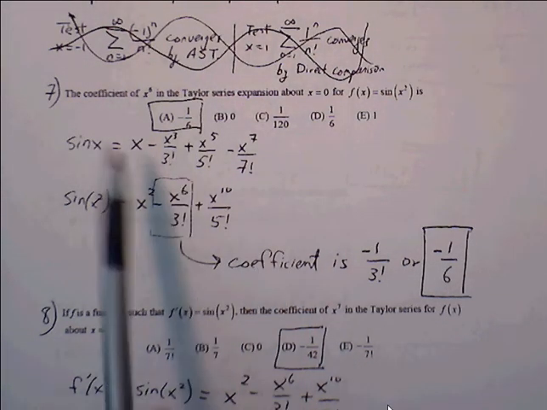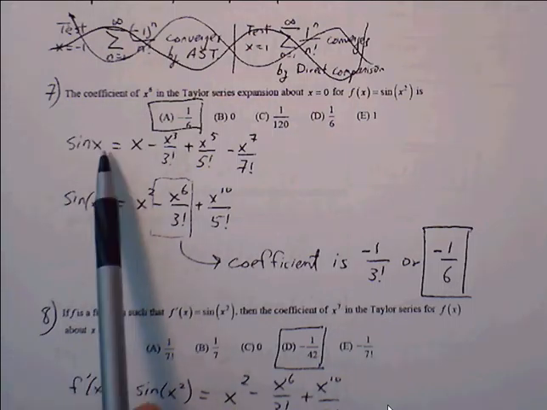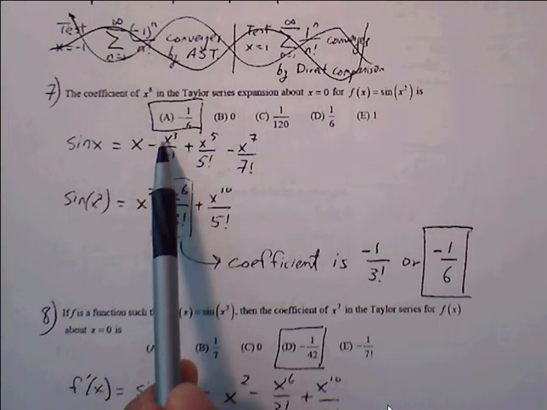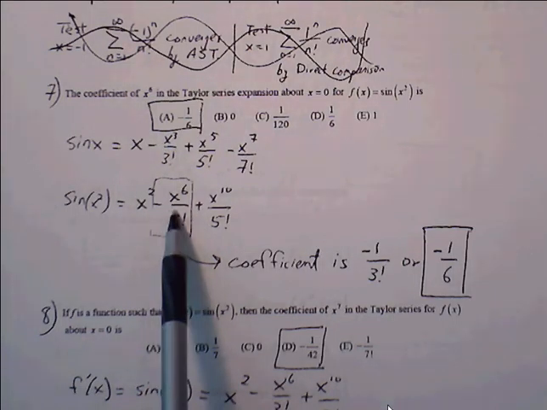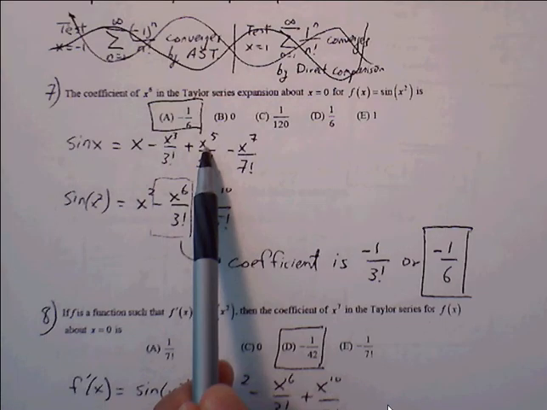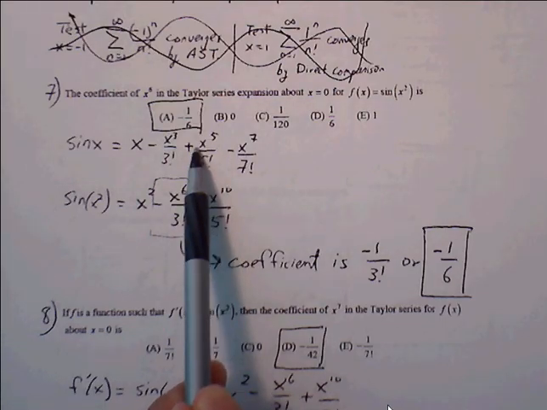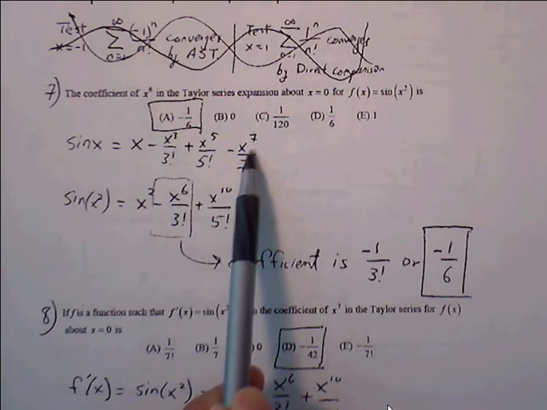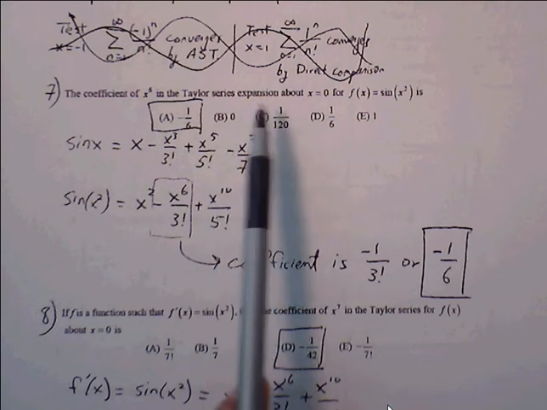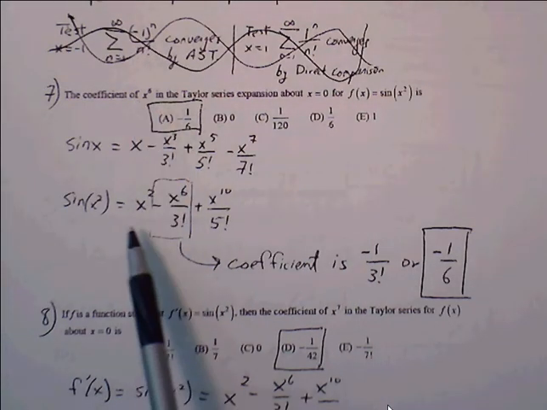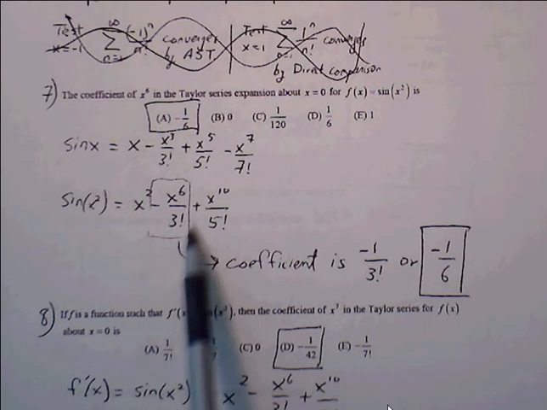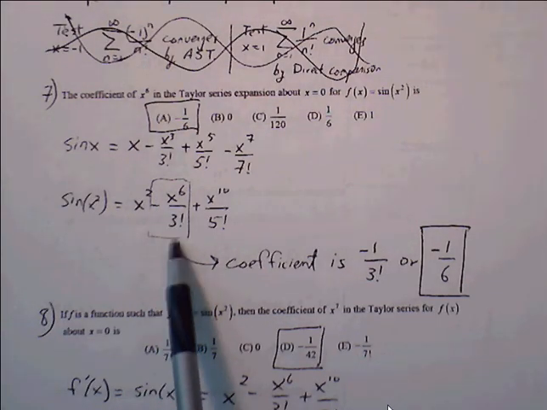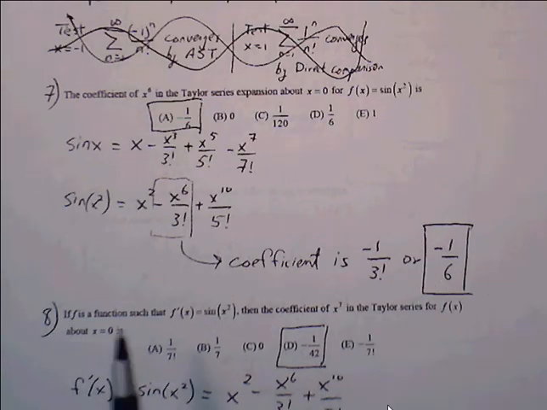And now we can build the sine of x squared by replacing all the x's with x squared. So x becomes x squared, x cubed becomes x squared cubed, which is x to the 6th. X to the 5th becomes x squared to the 5th, which is x to the 10th. And then x to the 7th becomes x squared to the 7th, which is x to the 14th. Now we're looking for the coefficient for x to the 6th. So notice that the x to the 6th is now this term. So the coefficient will just be negative 1 over 3 factorial, which is negative 1/6.